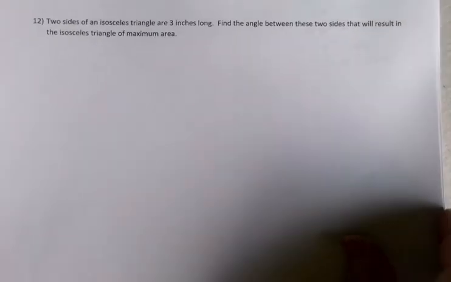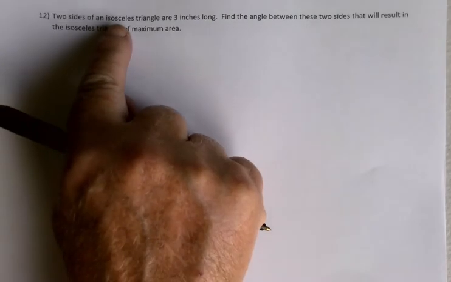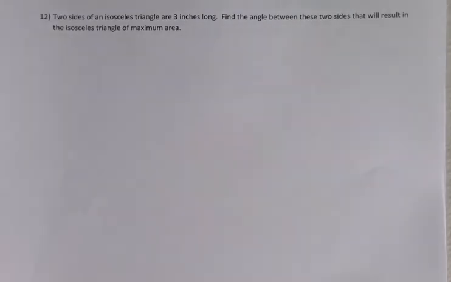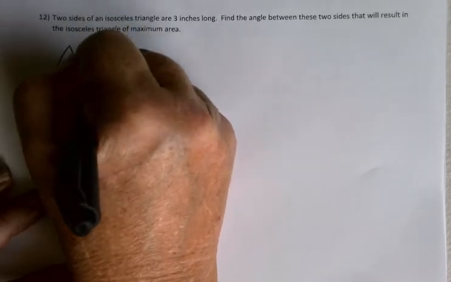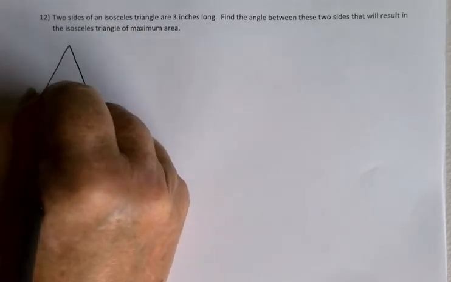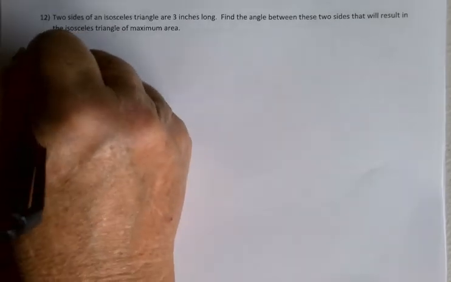In example 12, we're told that two sides of an isosceles triangle are 3 inches long, and we'd like to find the angle between the two sides that will result in the isosceles triangle of maximum area. Reminder, an isosceles triangle has two identical sides, right? So if I've got my isosceles triangle, draw it like that. Then these two sides are the same length, so let me just call them x and x for now.